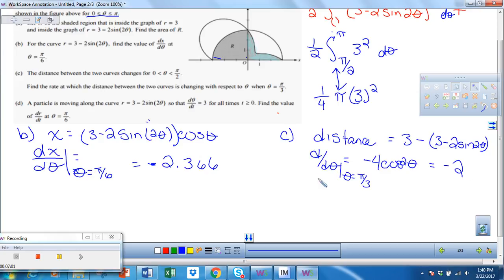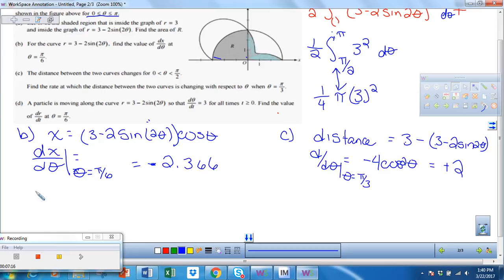You got positive 2? Was this negative? Yeah, because cosine of 2 pi over 3 is negative. It'd be negative 4 times negative. So maybe I just wrote it wrong? Yeah, you're right. Because x is equal to r cosine theta, and they wanted dx d theta.